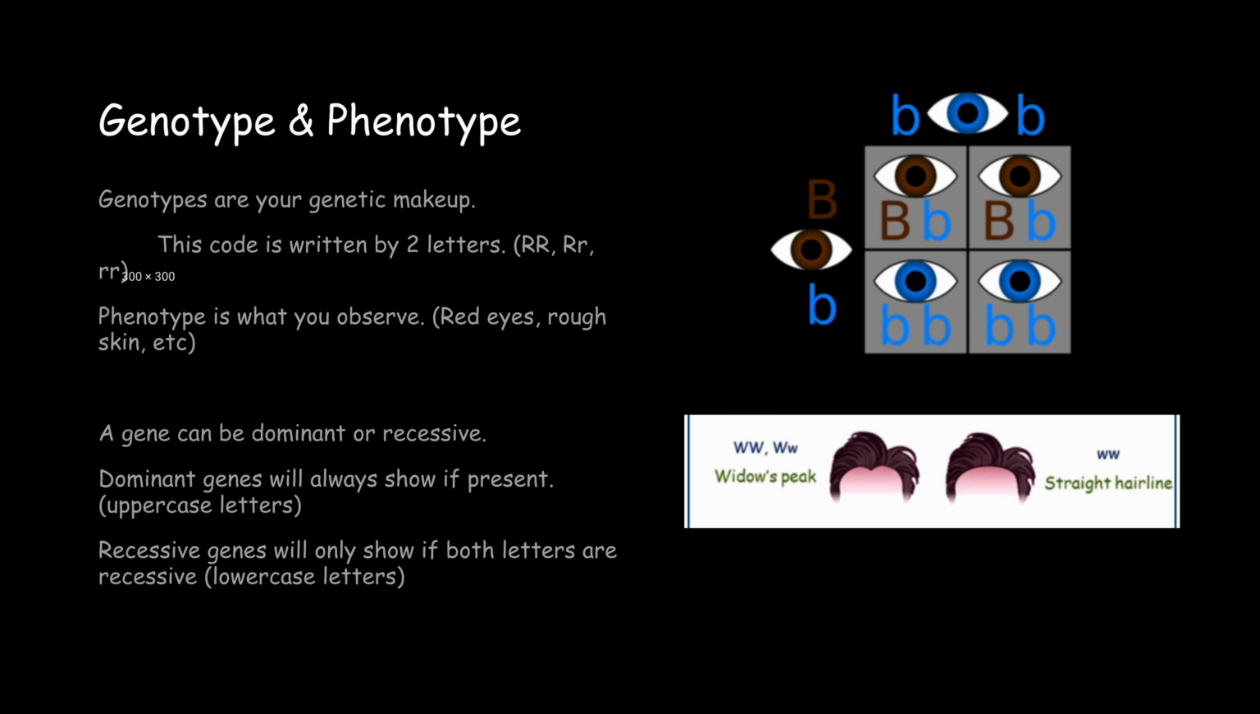So I kind of spoke about this earlier, but we have dominant genes and recessive genes. Dominant genes will always show if present. So in the two-allele pair, if you have at least one dominant, it will always show. But if you have recessive, you need both to show. You can't have one dominant and one recessive.